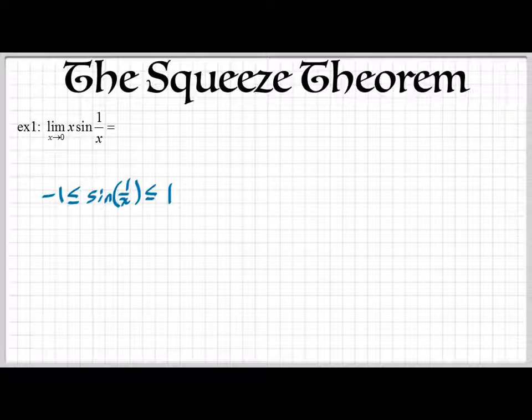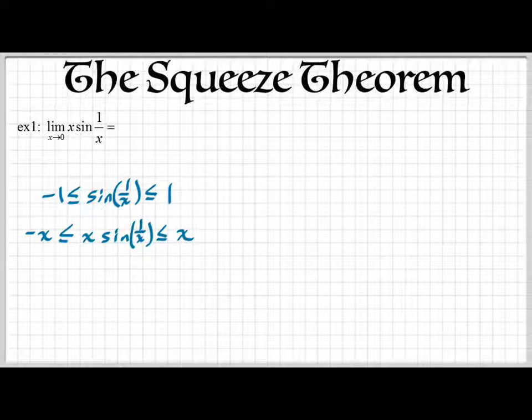Now, what we're going to do is try to make this look like this. So what would I have to multiply this inside function by to make it look like that? X. So if I multiply everything by x, it looks like this. Is everybody cool with that? Because that makes sense now, right? So here's your in-between function, and there's your lower function, and there's your upper function.